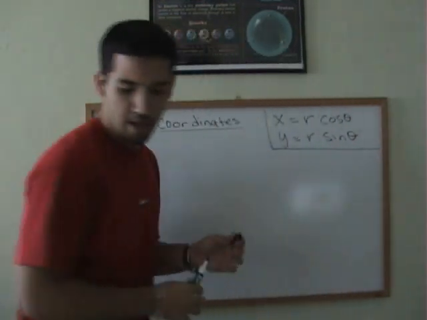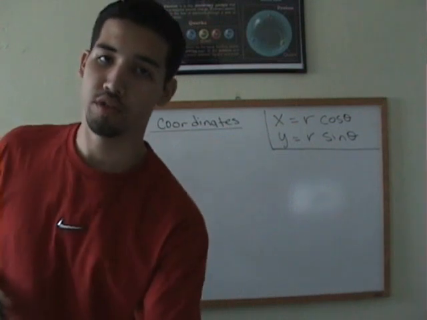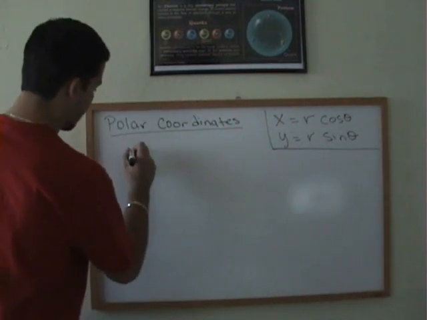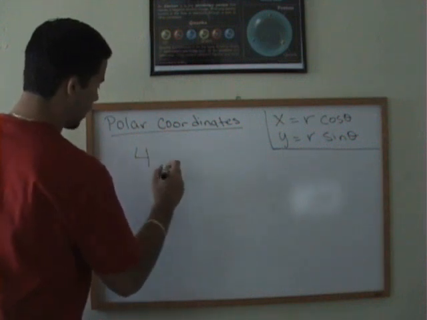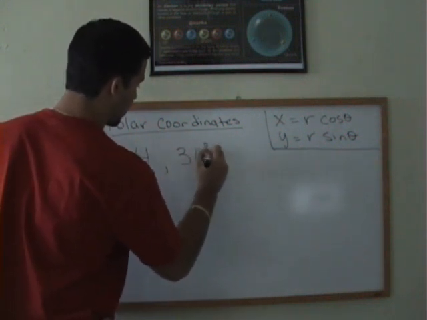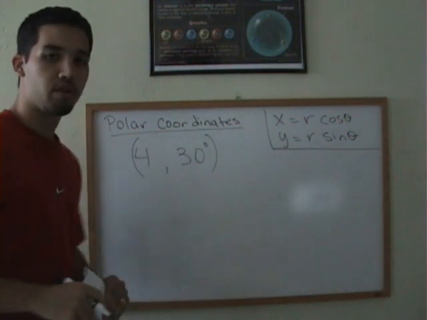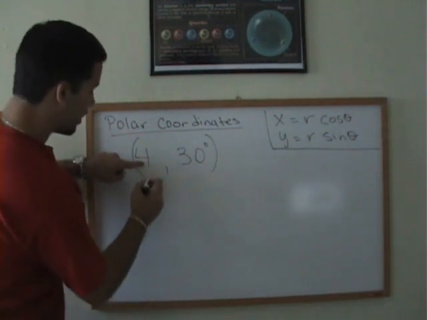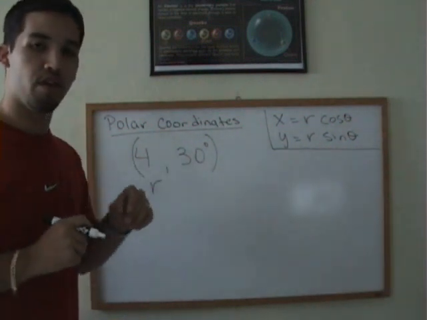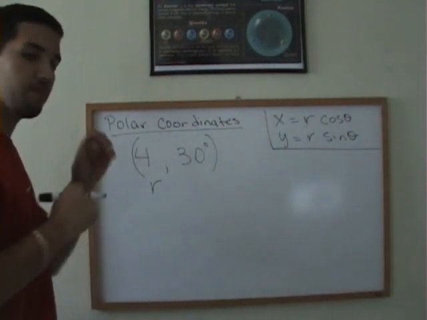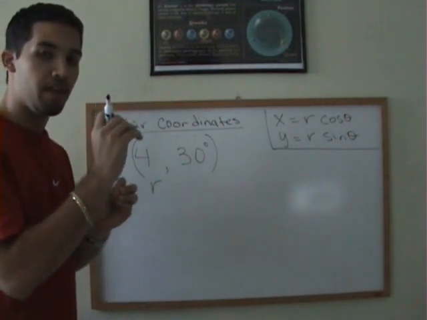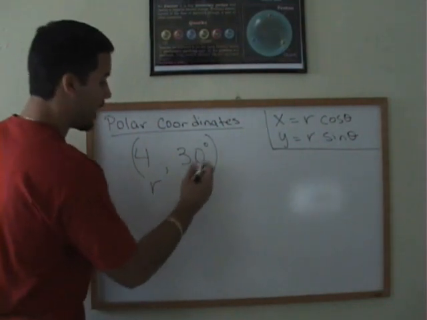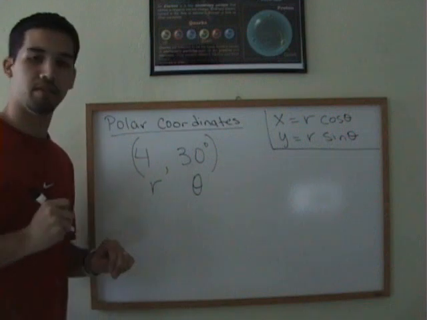So first, let me give you a polar coordinate so you understand what it looks like. Okay, let's say we have (4, 30 degrees). Okay, a polar coordinate is one in which the first term is the r, or the distance between the origin and the rectangular point. And here we have an angle. That angle we call theta.